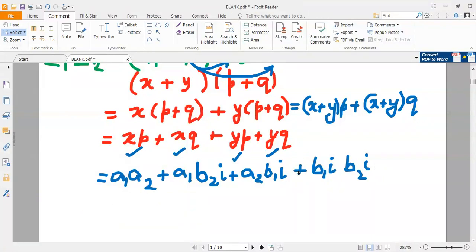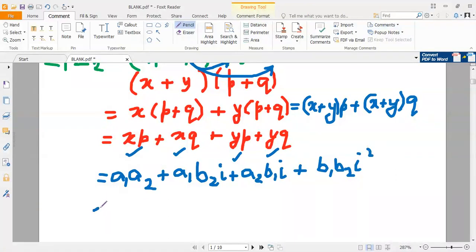So instead of writing b1i times b2i, I'll simply write b1 b2, and instead of writing i times i, I'll write i square, right? Now this is the part where we remind ourselves that we are doing complex numbers and not just plain old algebra.